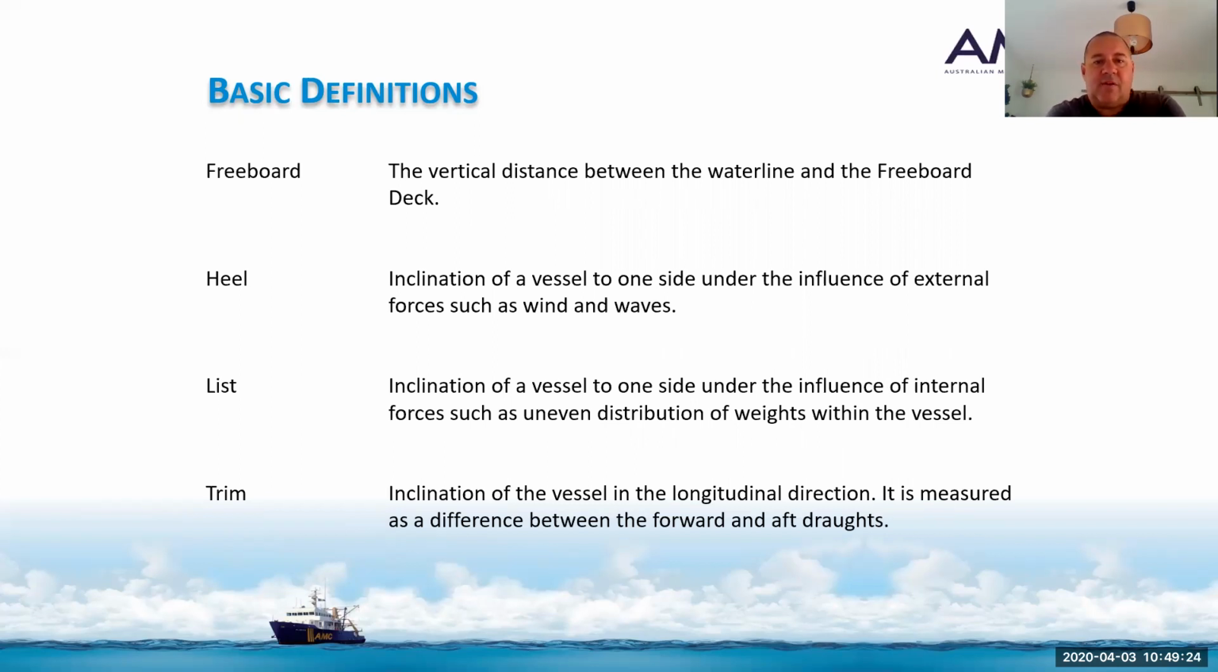Heel is the inclination of a vessel to one side under the influence of an external force such as wind, waves. So it's out of our control, is a heel. A list is the inclination of the vessel to one side under the influence of internal forces such as uneven distribution of weights within the vessel. And that's up to us to manage that weights on board our vessel. Trim is the inclination of the vessel in the longitudinal direction. It's measured as a difference between the forward and aft draft. So if we put a weight on the bow, we're going to trim by the bow. If we put it down the stern, we may trim by the stern, depending on the size of the weight.